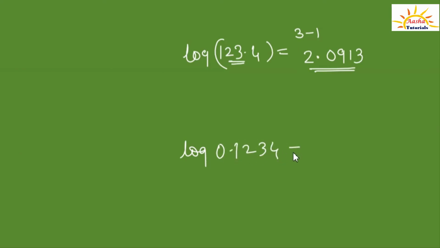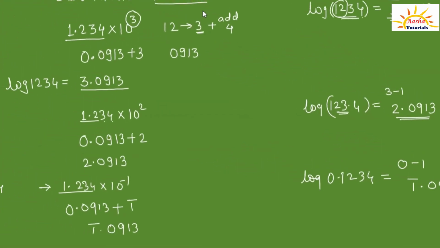Otherwise, by the second method, to find the log of 0.1234, how do I do that? You see, before this decimal point there is nothing, there we have 0. Subtracting 1 from that, we get the characteristic value, that is bar 1. Then write the decimal point and just write the log of 12 in 3 and 4, that is 0913. I hope you understood how to find the characteristic value and mantissa.